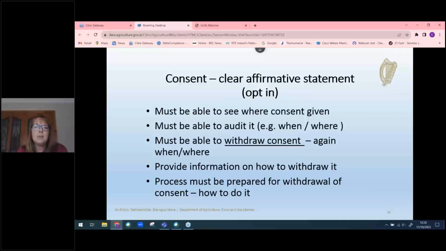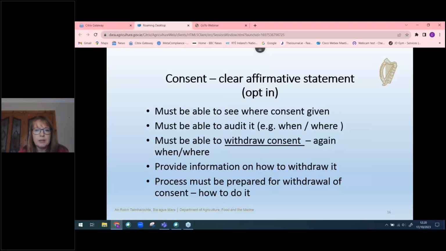So consent must be a clear, affirmative statement. So you must do something. You must tick a box. You must say yes to show your consent. Silence is not consent and will not be considered valid. So you must be able to see where the consent was given. Think about it from an audit perspective. How are you going to show that the customer gave consent? It must be clear and it must be recorded. You must be able to audit it.